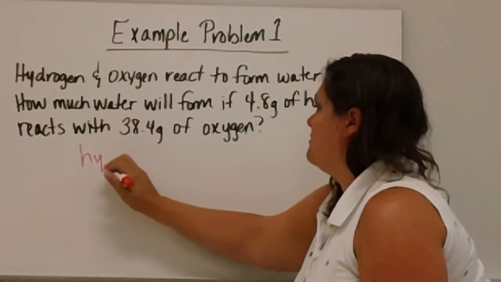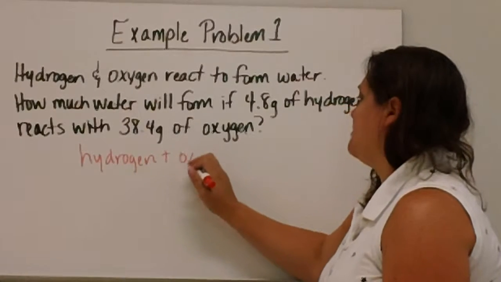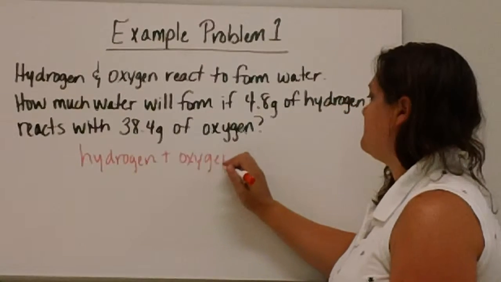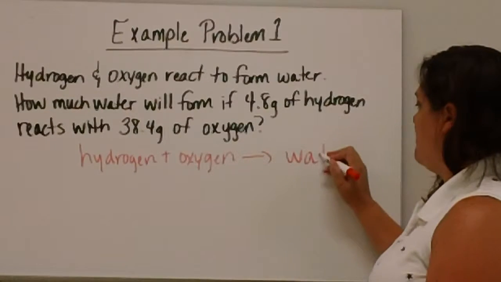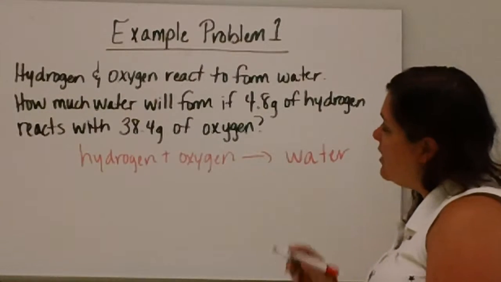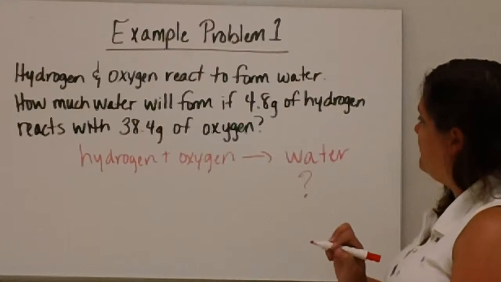So we have hydrogen and oxygen reacting to form water. So they make water as our product. So how much water will form? Alright, so that's what we want to know, how much water.